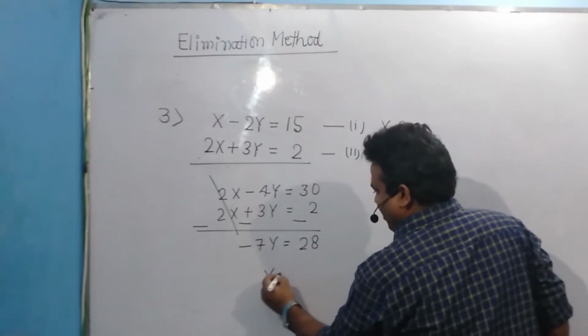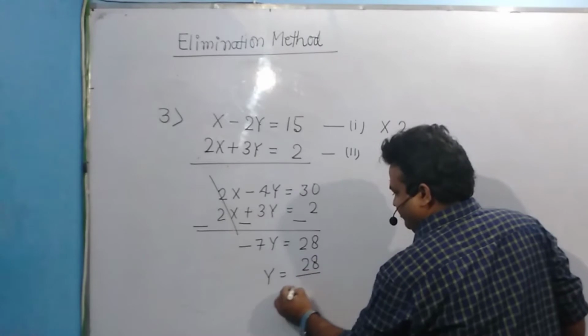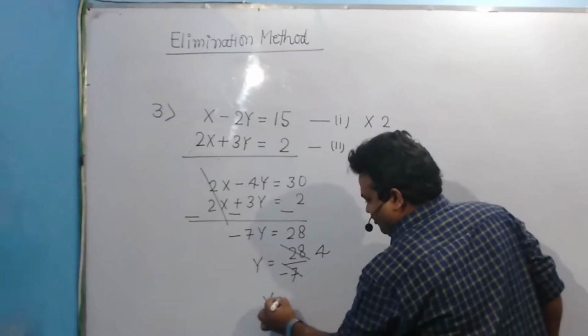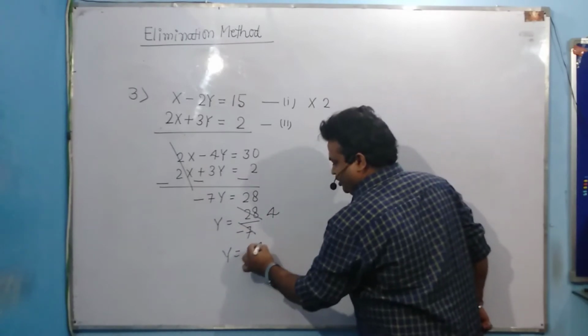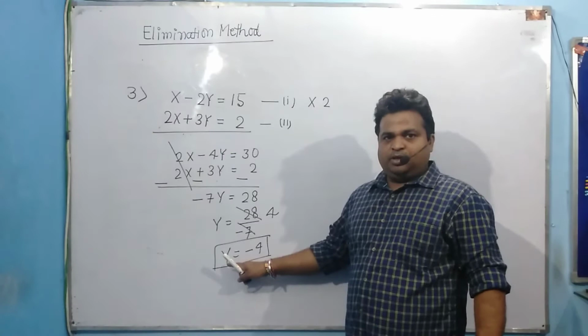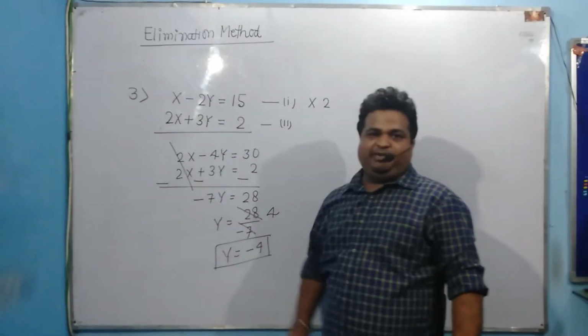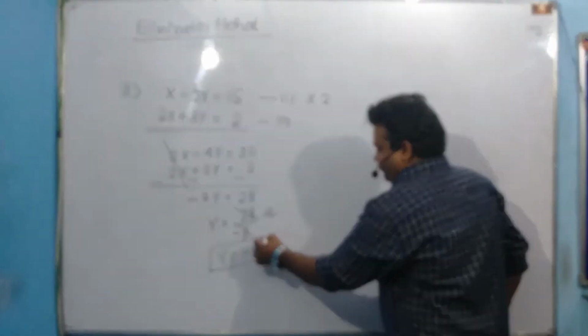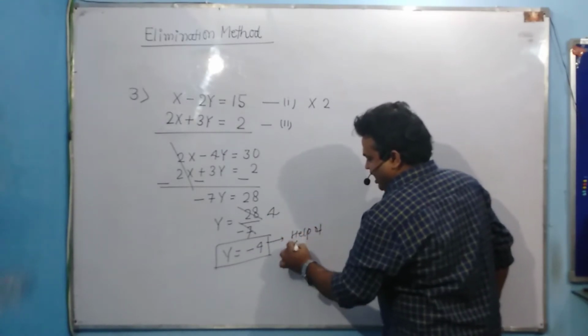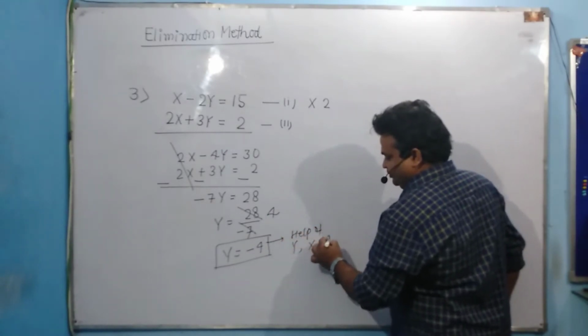Now what is the value of y in this case? 28 divided by minus 7. 7 fours are 28, so you will get y equal to minus 4. In this case you get the second variable's value by eliminating the x variable first. Now with the help of this y, I am going to calculate the x value.